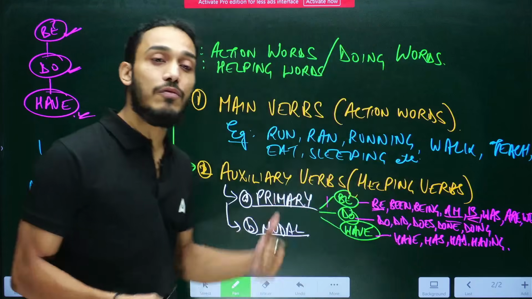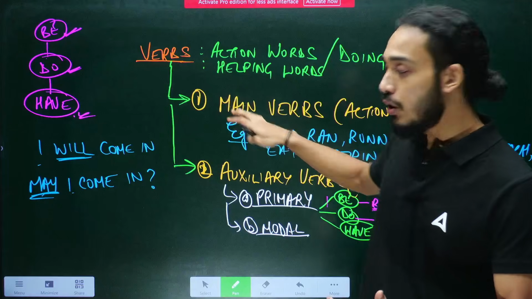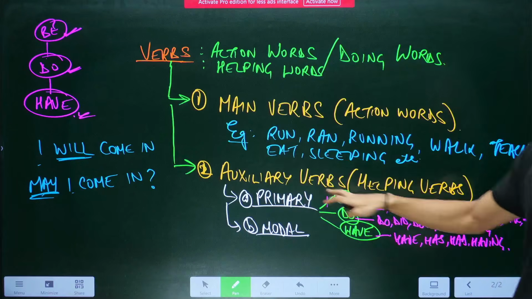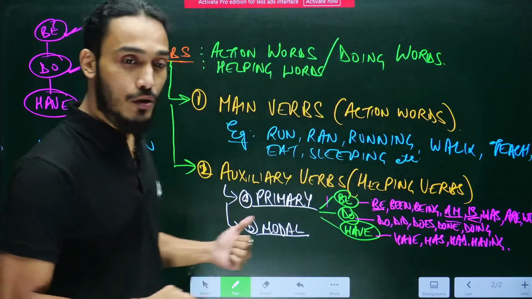These are called modal verbs. They are not showing any action, so they are not main verbs. And they do not come under the category of be, do, have. So they are not primary auxiliaries, but they come under the category of modal verbs. Understood? These are your modal verbs in English.